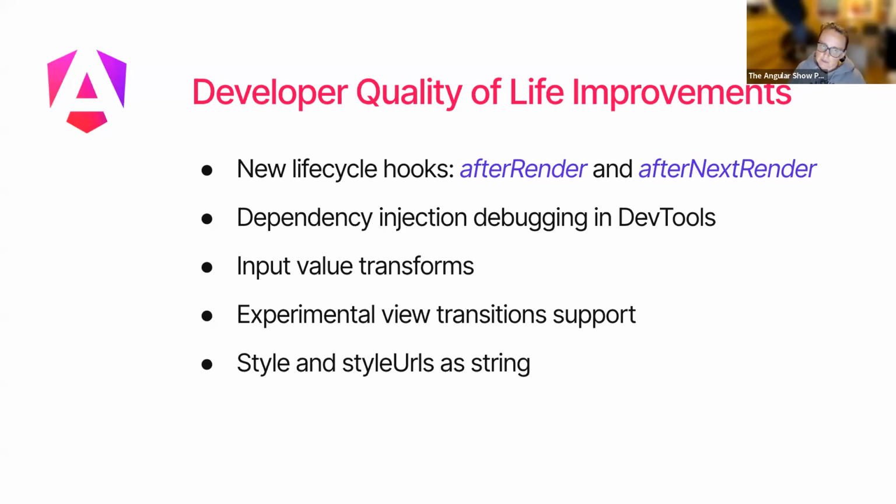They've also included input value transforms. So components can have inputs that are passed into them. And now it's easy to transform those into Boolean values because a lot of times they come in as strings, and now we can easily transform those into Booleans. There's experimental view transition support. So if you route to a new page, there'll be some default animations that we can use, which is really exciting. And they simplified one of the component metadata, which is styles and styleUrls.